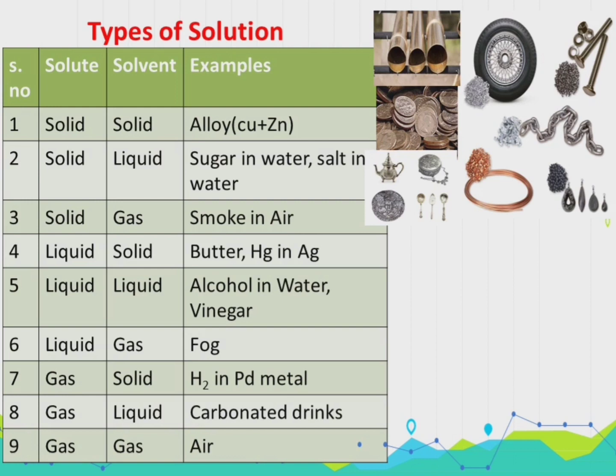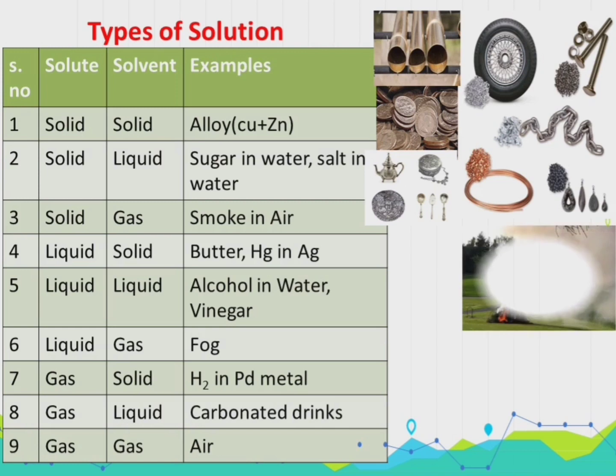Sugar dissolved in water and salt dissolved in water are examples of this type of solution. The third one is when the solute is solid and the solvent is gas in nature. For this type of solution, an example is smoke in air, which has dust particles, which are solid particles mixed in the air. It's an example of the solid-gas type of solution.